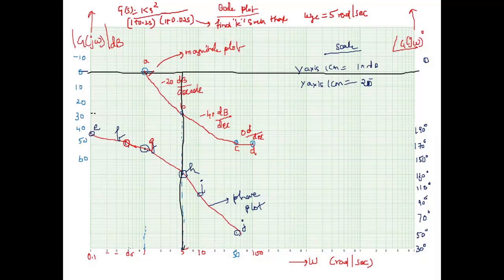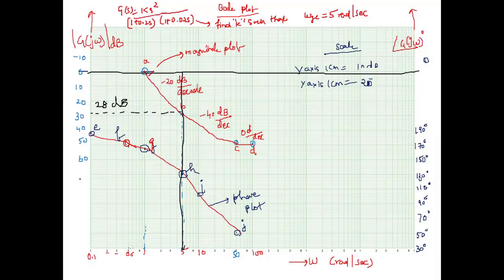So here the corresponding gain, for this diagram drawn without scale, is somewhere around 28 dB. I'm just telling the fact. So 28 dB. Now if you want to find the value of k, the magnitude value should be 0 dB.